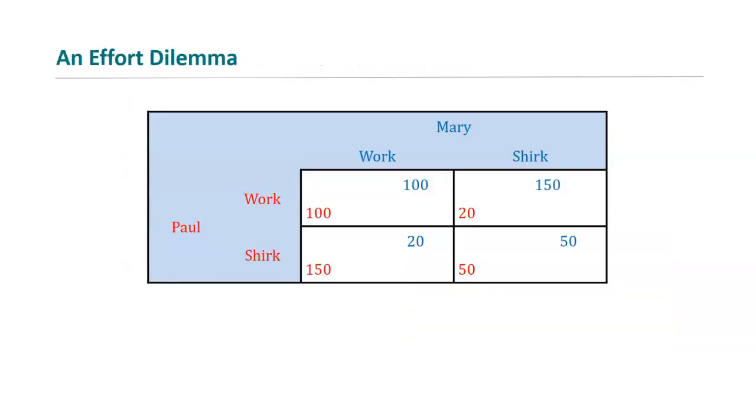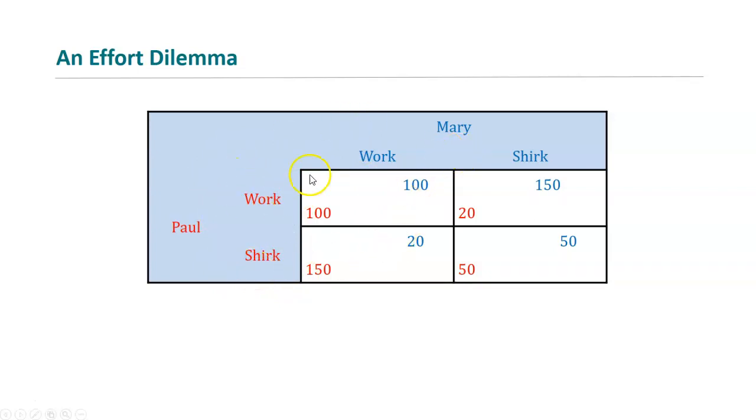Here's another example of a prisoner's dilemma. It's the effort dilemma. And many of you, if you're a college student, you're probably familiar with this dilemma. This is group work in a college class. So Mary and Paul are working together, and each of them is going to choose whether to work hard or to shirk or not do the work.